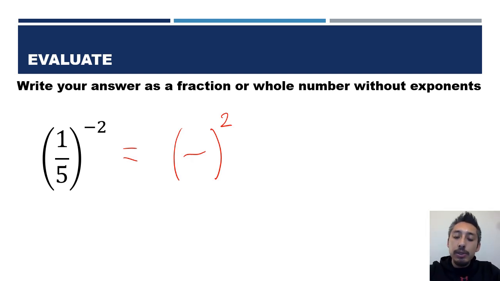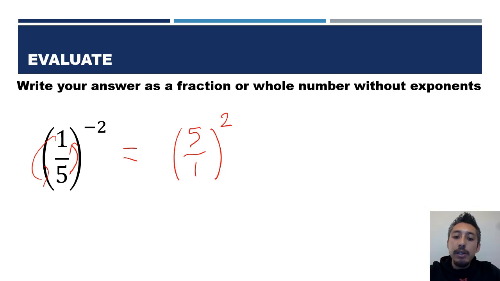So if we look back at our original problem, this 5 is actually going to go to the top. The denominator is going to move to the top, and the numerator, the 1, is going to move to the bottom. So here we're going to have a 5 in the numerator, a 1 in the denominator, and now we have something that's a little easier to work with. We have 5 divided by 1 to the power of 2.